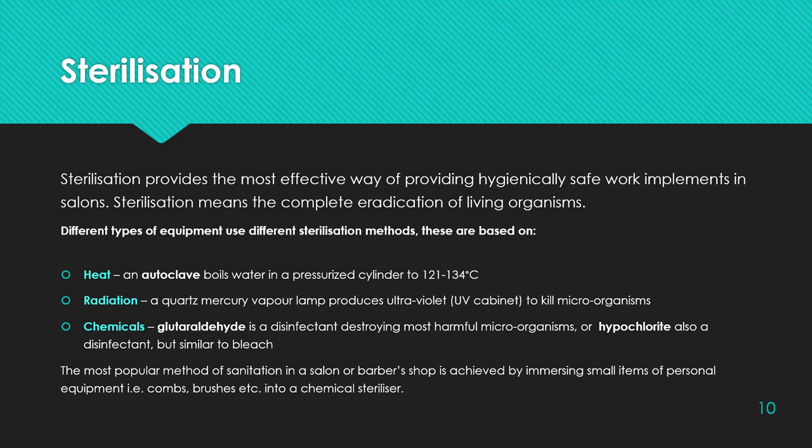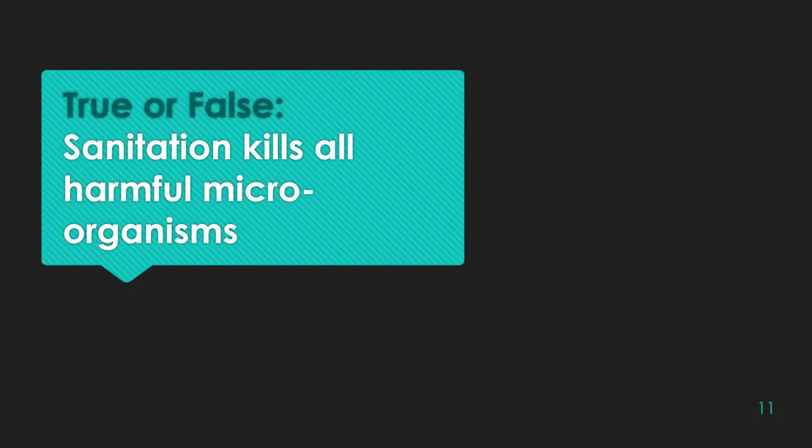The most popular method of sanitation in a salon or barber's shop is achieved by immersing small items of personal equipment, i.e. combs, brushes etc. into a chemical sterilizer. True or false, sanitation kills all harmful microorganisms.